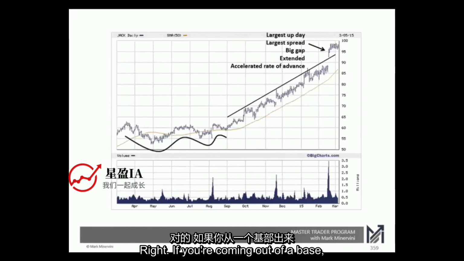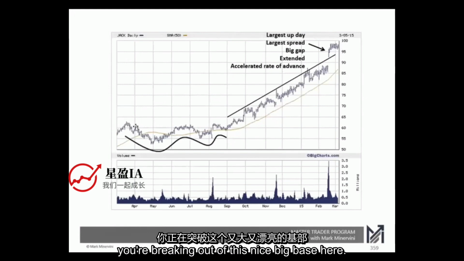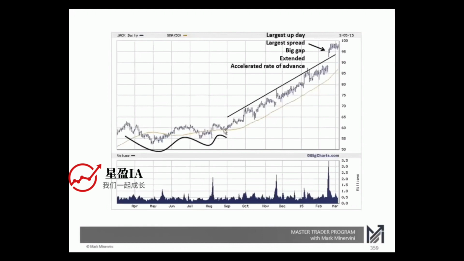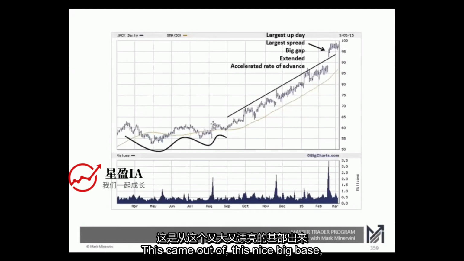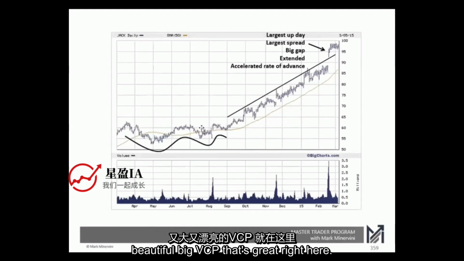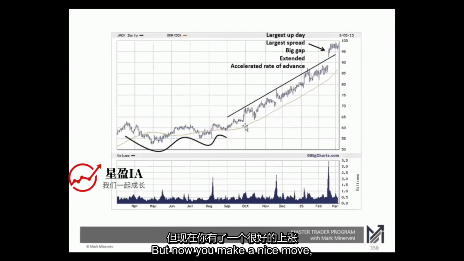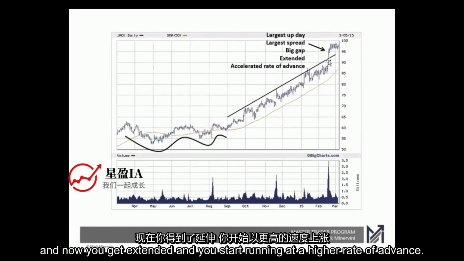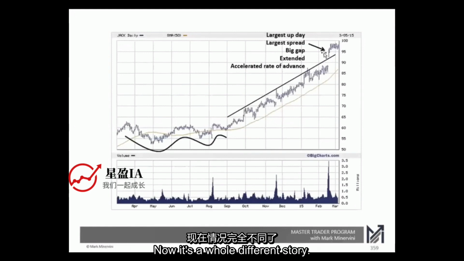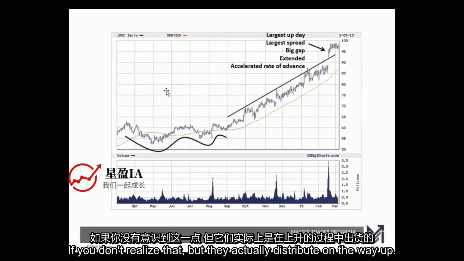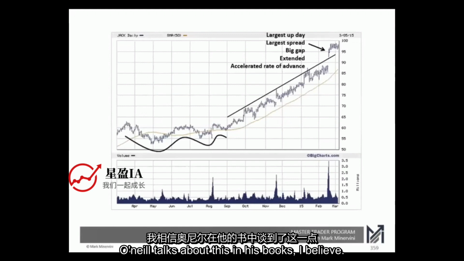Right. And if you're coming out of a base, you're breaking out of this nice big base here. This is Jack in the Box. I actually bought this stock. This came out of this nice big base, a beautiful, big VCP. That's great right here coming out. But now you make a nice move and you get extended and you start running at a higher rate of advance. Now it's a whole different story. Now you're looking to sell right into that. Stocks distribute on the way up. People don't realize that, but they actually distribute on the way up. O'Neill talks about this in his books, I believe.